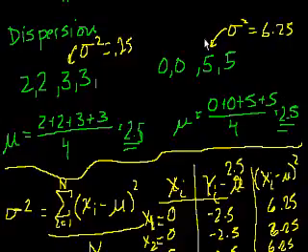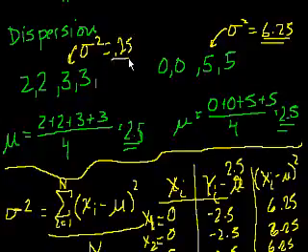And it's hard right now to have an intuition of how the 6.25 relates to the 0.25, but you know that this is a much larger number than this is, which tells you, at an intuitive level, that the numbers in this set are, on average, much further away from the mean than the numbers in this data set. Anyway, I'm out of time.